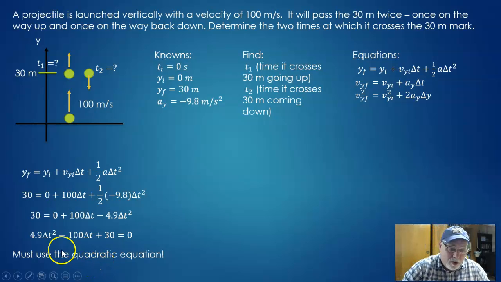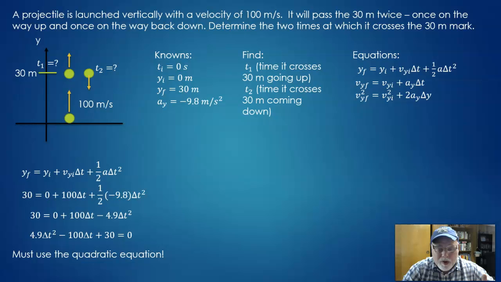So I've got this equation right here. I'm going to have to use the quadratic equation to solve it. Remember that the quadratic equation is negative b plus or minus the square root of b squared minus 4ac, all over 2a. So I won't have to type that equation in twice, you can write it down before you move on in the video if you want to.